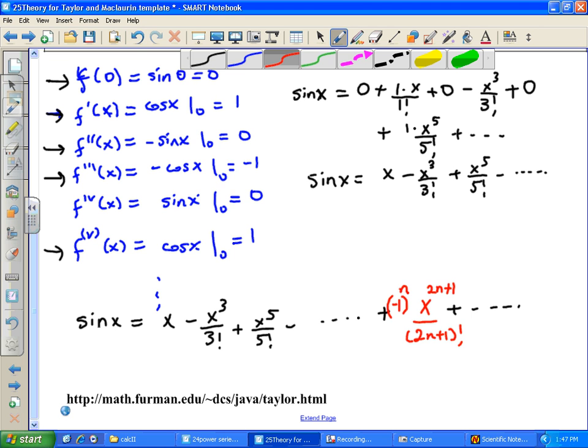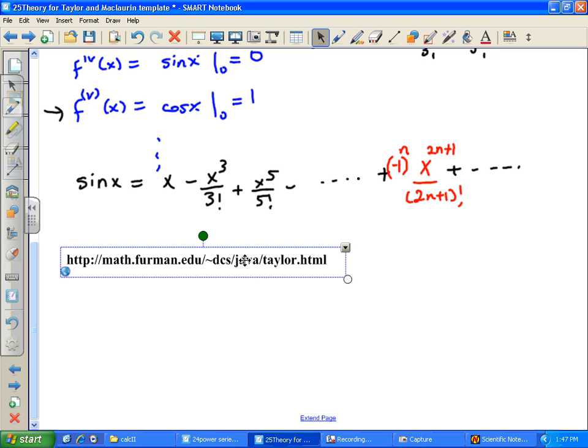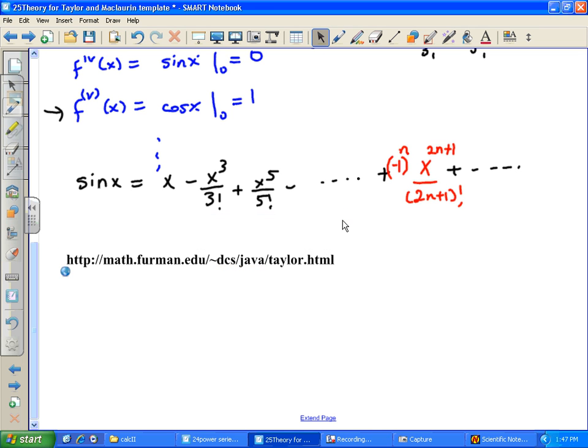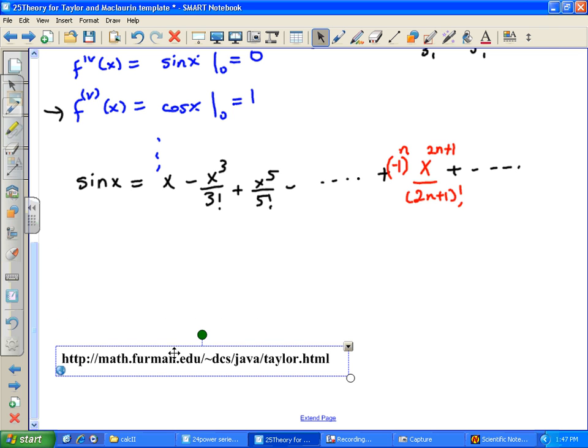How would you write then this in a compact sigma form? There's a demonstration on that side which I'd like to show you in just a little bit.